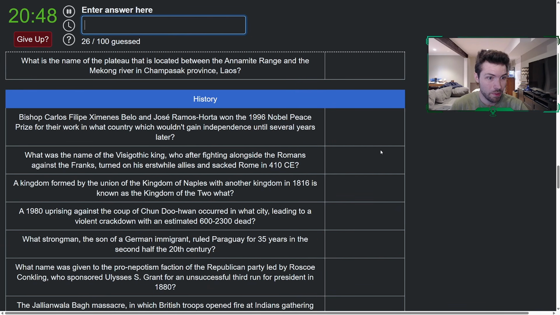Bishop Carlos Felipe Jimenez Bello and Jose Ramos Horta won the 1996 Nobel Peace Prize for their work in what country, which wouldn't gain independence until several years later? I think this is Timor-Leste.